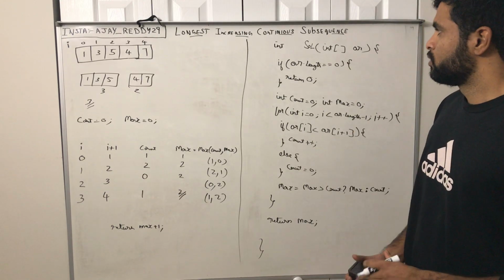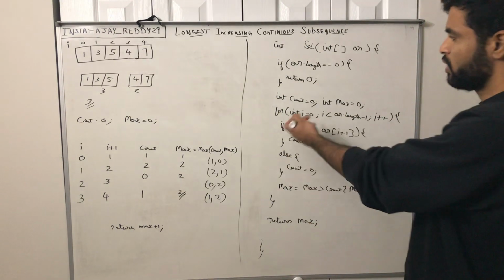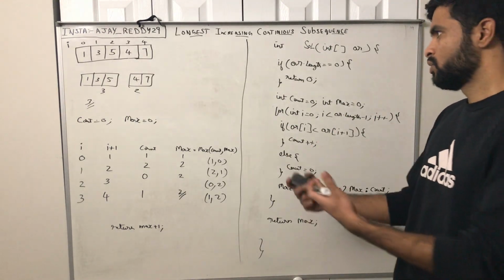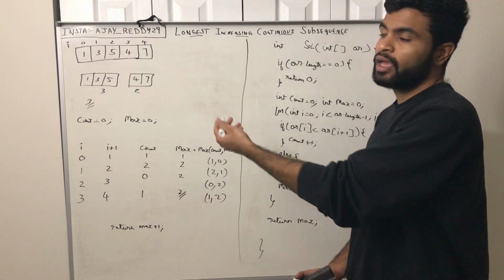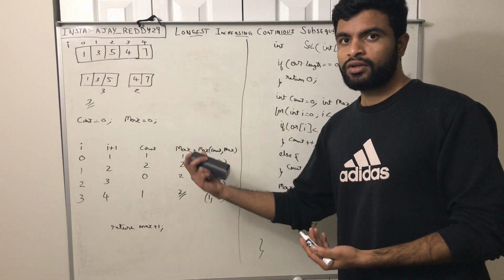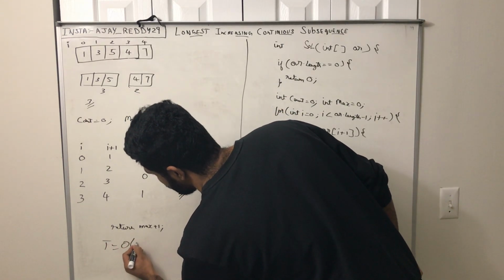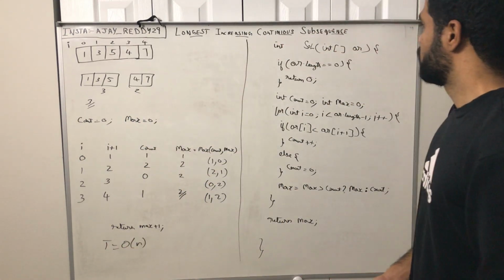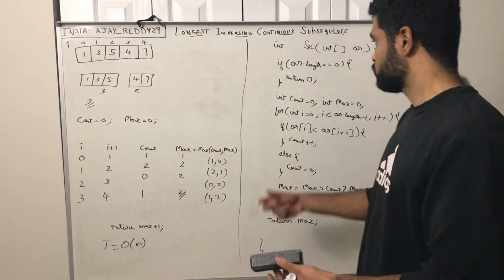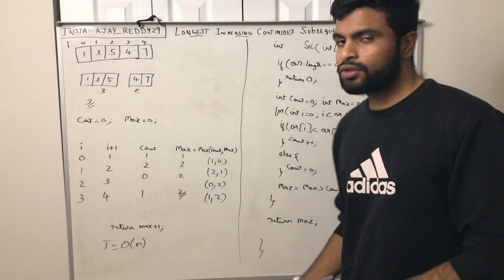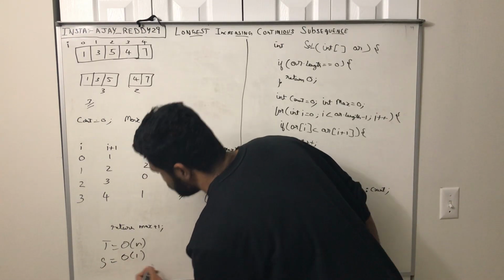Okay, so that's all about the code, friends. And coming to the time complexity, here we are using the for loop, which is iterating almost n times, where n is the length of the array. So the time complexity would be big O of n, linear time, and the space complexity would be constant space. Why? Because we are not using any temporary storage for doing this operation. So space complexity would be big O of 1.